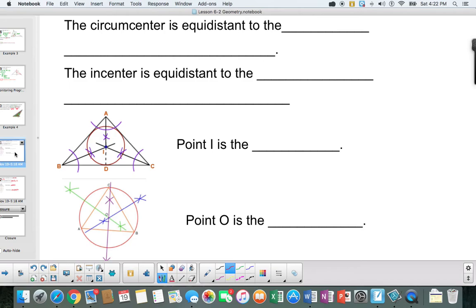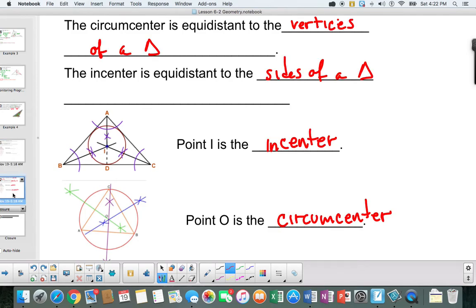Okay, let's stop the screencast, see if you can fill in these words, and you can check your work. And here are the answers. The circumcenter is equidistant to the vertices of a triangle. The incenter is equidistant to the sides of a triangle. And point I is what we call the incenter. Remember, it is equidistant to all the sides.